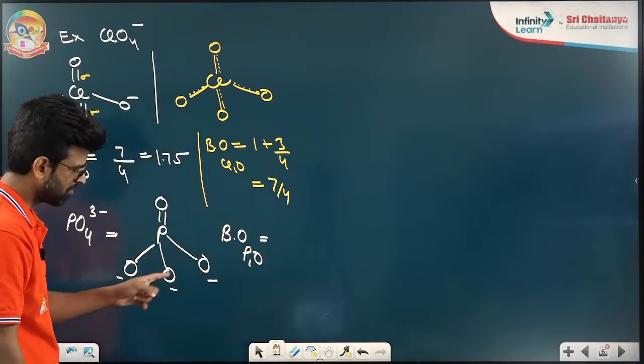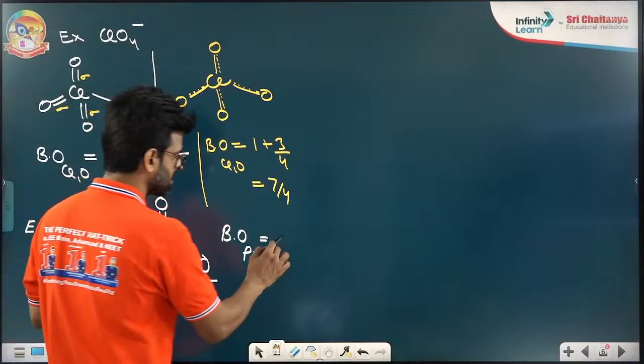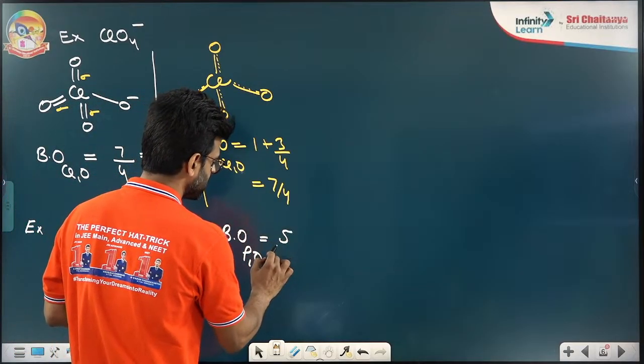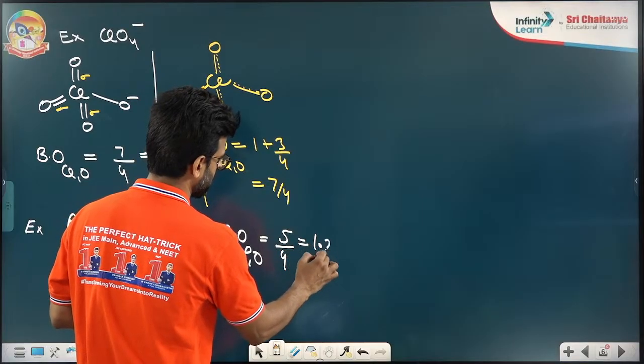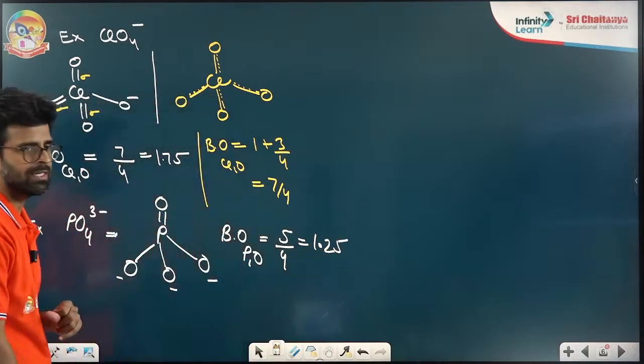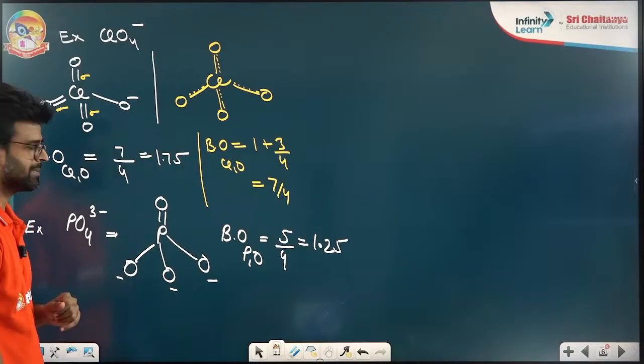Total how many bonds are there? 5 bonds. 5 bonds will be distributed in how many locations? 4 locations, right? What's coming? 1.25. It's coming 1.25. Clear, bache?